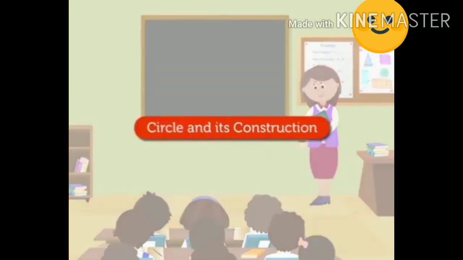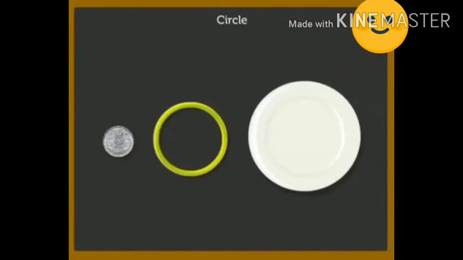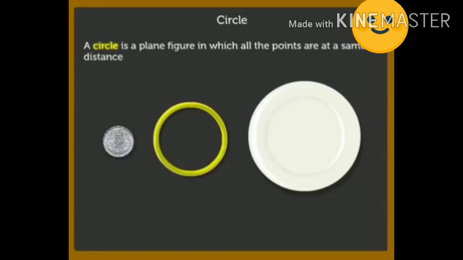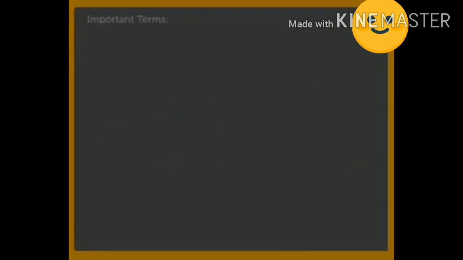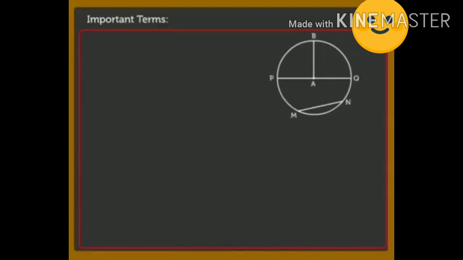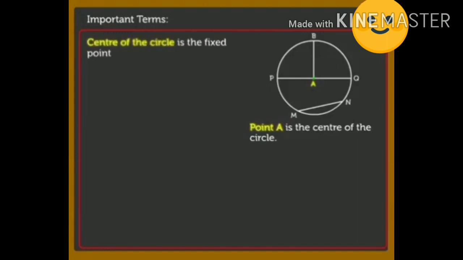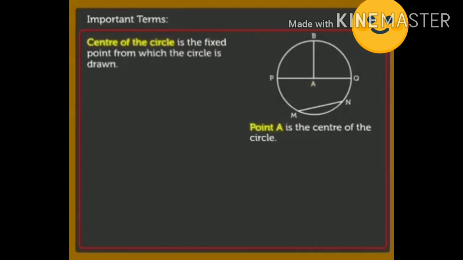Circle and its construction. Look at these objects. They are all circular in shape. A circle is a plane figure in which all the points are at the same distance from the center. Now, let's learn some of the important terms related to the circle. Look at the figure. Here, point A is the center of the circle. The center of the circle is the fixed point from which the circle is drawn.